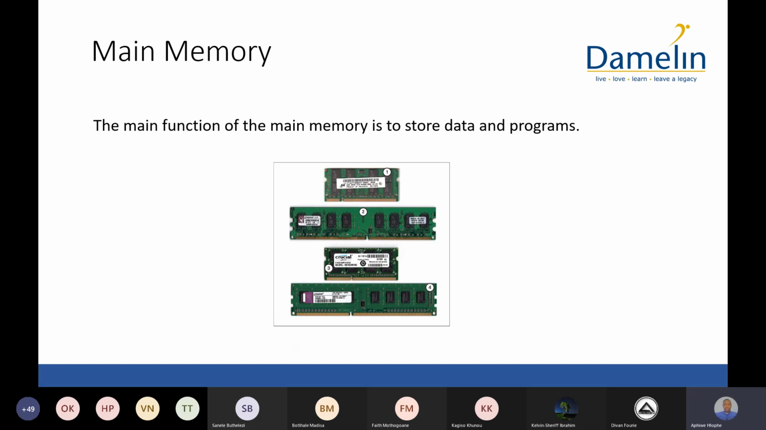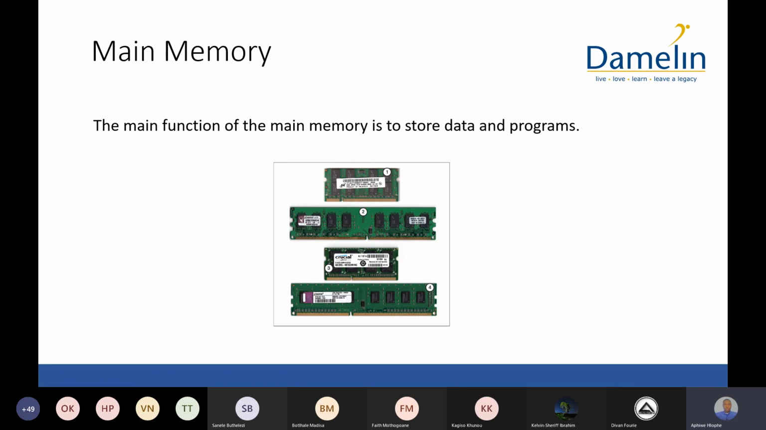Again, you can see in front of you, main memory, also referred to as RAM. Numbers 1 and 3 are examples of a RAM chip that you would find on a laptop computer. And 2 and 4 are the ones you're most likely to see on a desktop, since they are longer.